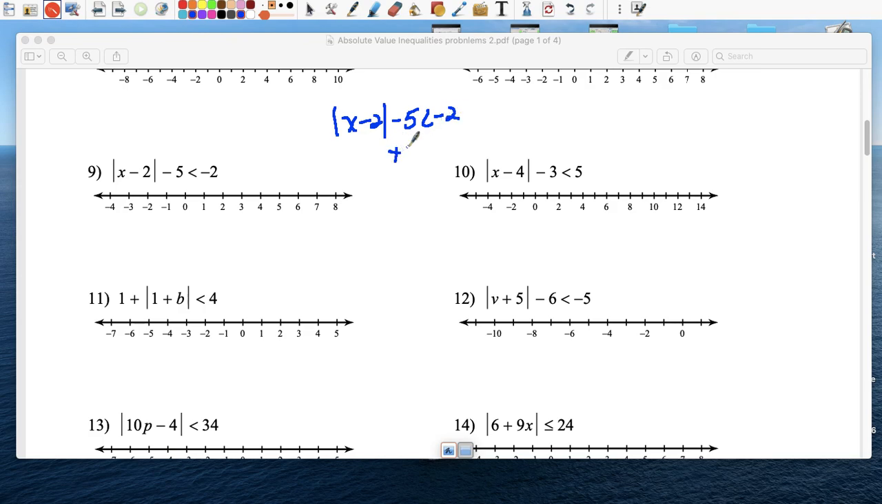So we did plus 5 on both sides. We're going to get absolute value of x minus 2 less than positive 3. All right, let me take this to the side and think about when is that true? When can I take the absolute value of something and be less than 3?